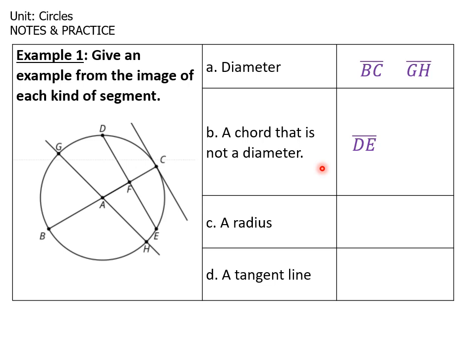A radius, we've got lots of those. Just start with the center. We can go AB, AC, AG, AH would all be radii. Each one is a radius. Tangent line, we've got only one line outside and it's touching at one point C, so that is the line C.